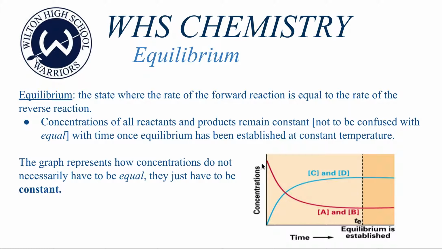So you see the graph over here. This is a graph of time and concentration. You can see that there's a time where the concentrations of the reactants, which are A and B, are equal to the concentrations of the products. But eventually the products supersede that, and then they are at this TE, which is the time when equilibrium is established, the concentrations level off and they become constant. So the graph represents how concentrations do not necessarily have to be equal, they just have to be constant when equilibrium is established.